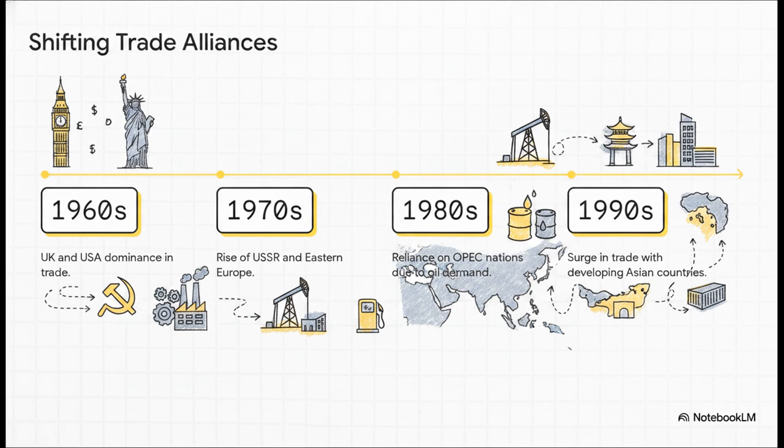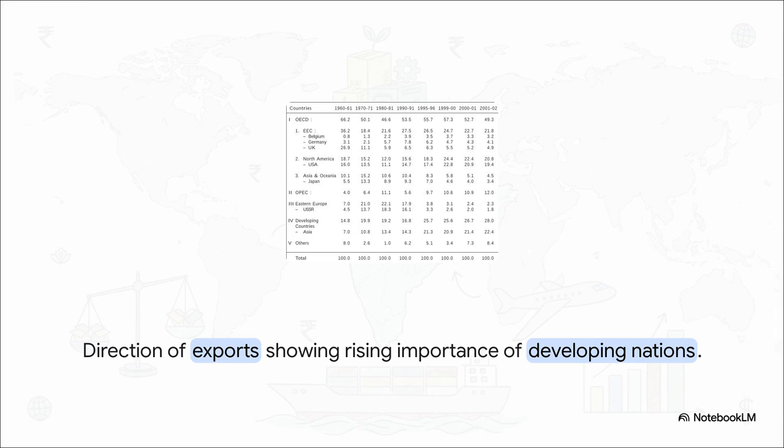Then, in the 1970s, we see the rise of the USSR and Eastern Europe as major suppliers of iron, steel, and capital equipment. By the 80s, India's growing thirst for oil created a massive reliance on OPEC nations. And heading into the 1990s, we witnessed a huge surge in trade with developing Asian countries fueled by regional prosperity and cooperation. Now, industrialized OECD nations definitely remained a major destination, taking up about half the pie.